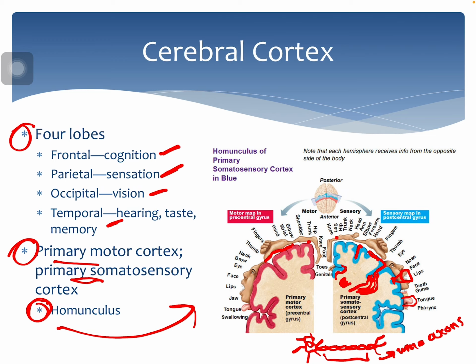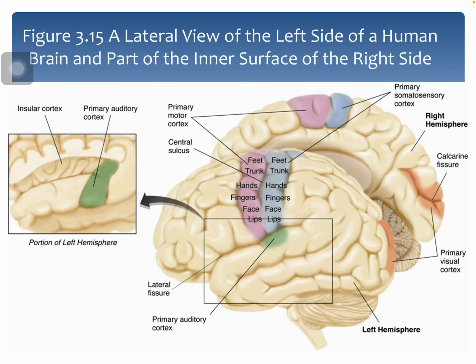And notice also that it's contralateral. For example, here on the right side, the right hemisphere is controlling the left side of the tongue. This is just to remind you that each hemisphere receives information from the opposite, or contralateral, side. And here is another view of the primary motor cortex and the somatosensory cortex.